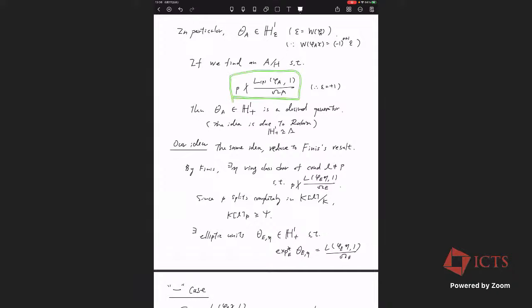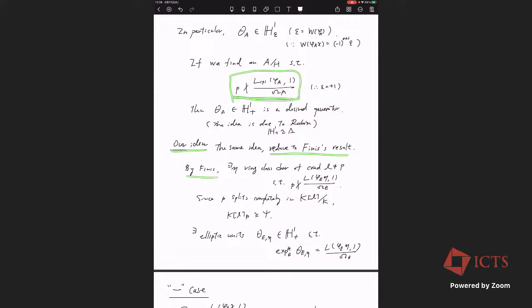having this property. At least when Rubin wrote his paper, we didn't have any general result like this. But now we have finite results. So our idea is the same as Rubin's, but reduce to the finite result for indivisibility of the L value.